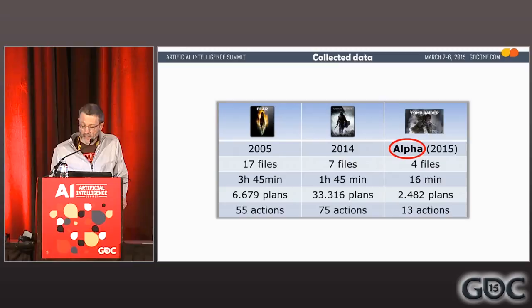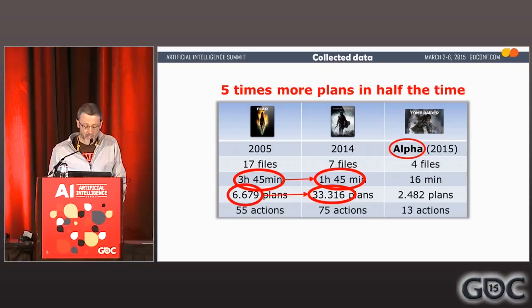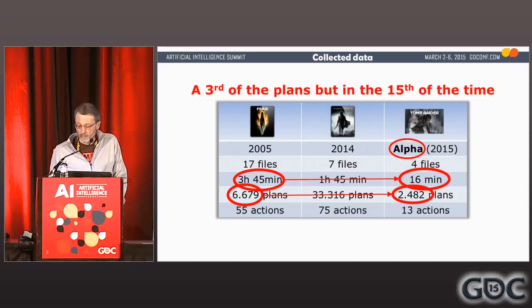It's due later this week. So the data I got are only from a few slices of the game. And by the way, I'll be showing some red circles to focus on some parts of my slides. I'm going to do it right now. So please don't look at how many files, but just compare the columns here. What we get from Fear to Shadow of Mordor is 5 times more plans in half the time. And what we get from Fear to Tomb Raider is a third of the plans, only 16 minutes, but only in a fifteenth of the time.